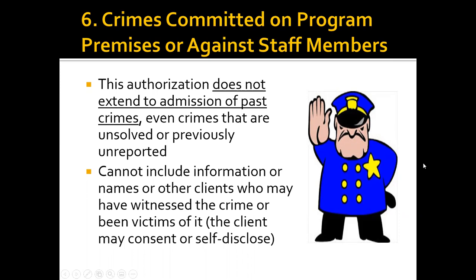Now, note, if a crime is committed on the program premises, you cannot include information or names of other clients who may have witnessed the crime or been victims of it. The client themselves may consent or self-disclose. So if a client steals another client's purse, you can report the client who stole the purse to law enforcement, but you cannot report the name of the person whose purse was stolen unless that person gives you authorization to speak to the police. Again, the client can self-disclose. So if they want to talk to the police about the fact that their purse was stolen, they are more than welcome to do so.